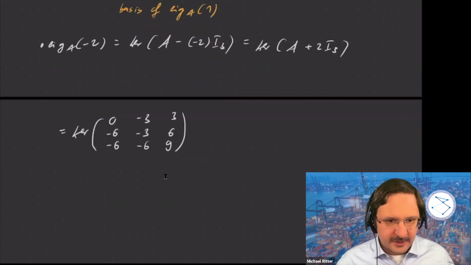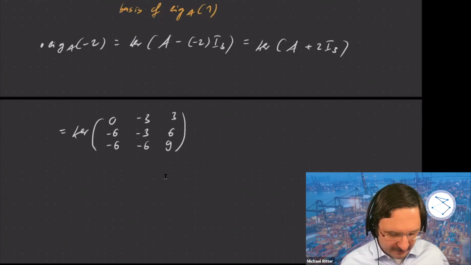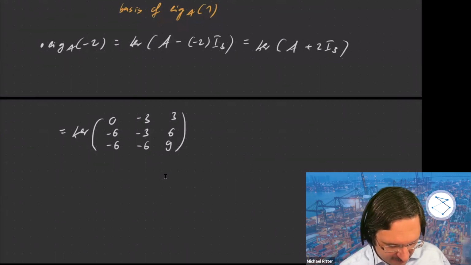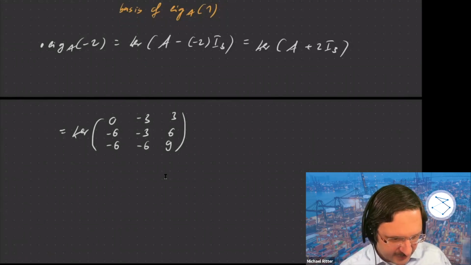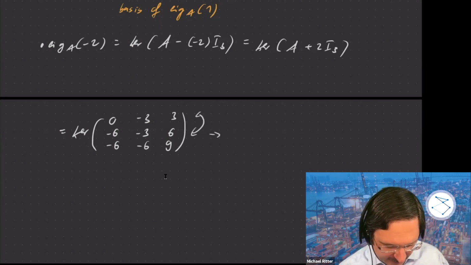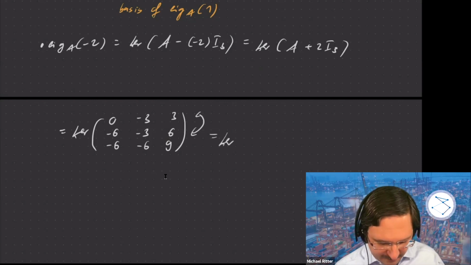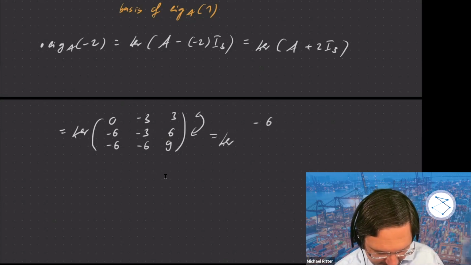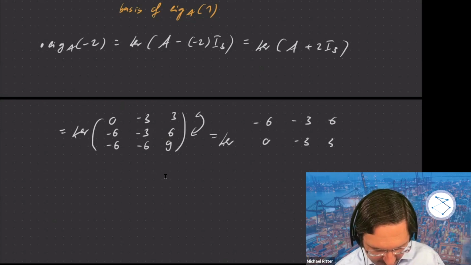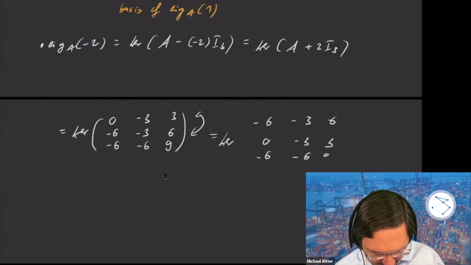And again, we can transform that matrix easily. So, for example, let's first swap those two rows here to get a pivot element in first row, first column. So we have -6, -3, 6 in the first row. We have 0, -3, 3 in the second row. And the third one is the same, -6, -6, 9.